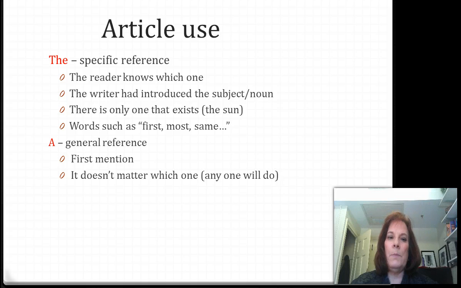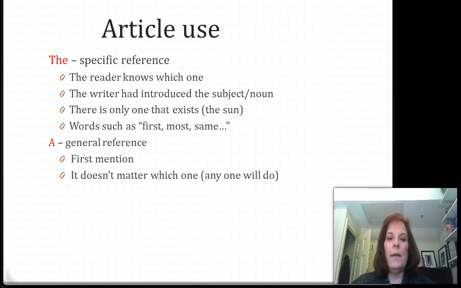Yes, the is a specific reference. It can be used with countable, it can be used with non-count, with plural, and with singular. So statistically, you're going to use more the than you are a. But there's also one other situation where you don't use anything. So we're going to talk about those three differences right now. The is used when the reader knows which one you're talking about. The writer has introduced the subject beforehand, or only one exists, and there are certain words such as the first, the most, the least, the same. We've covered that in previous slides if you need to review it.